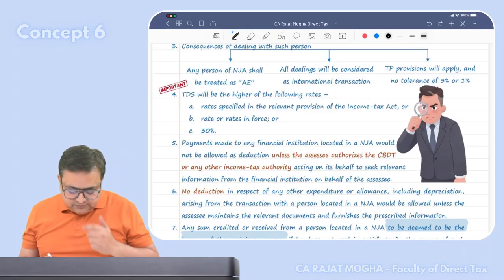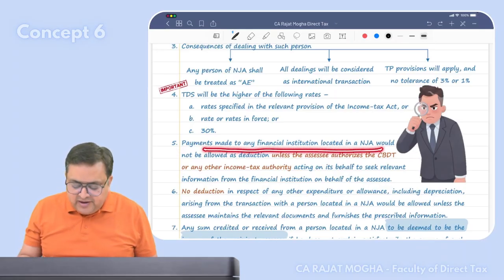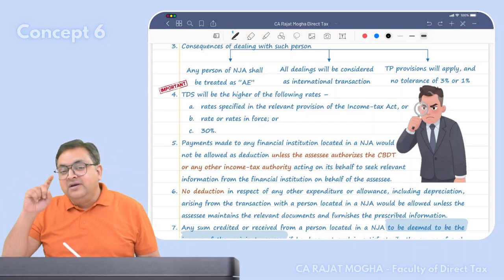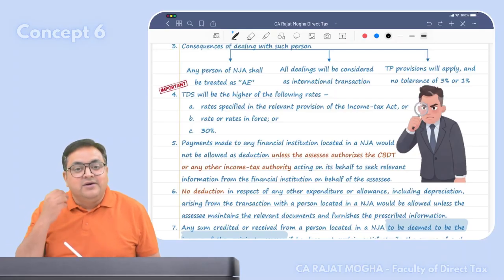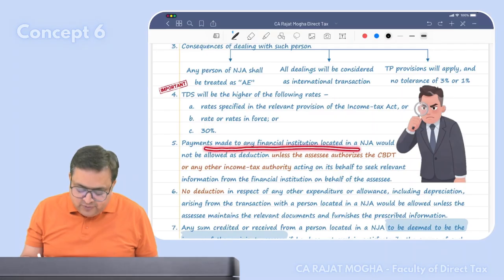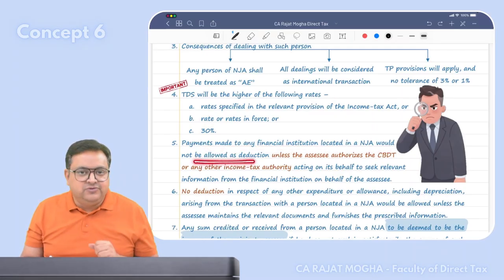Okay. The fifth point is payment made to any financial institution located in NJ. Let's say you are making a payment to a bank located in NJ. Why are you making a payment? Might be you have taken a loan from them. Payment made to any financial institution located in NJ would not be allowed as a deduction. We will not allow that interest to you.